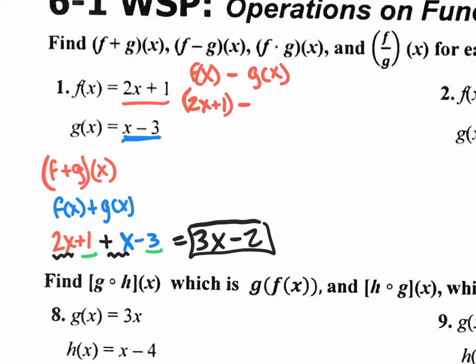What's the g of x function? x minus 3, thank you. Okay, and you know what? That minus sign, I'll put it in black so it'll stand out. So what do we need to do here in order to simplify?